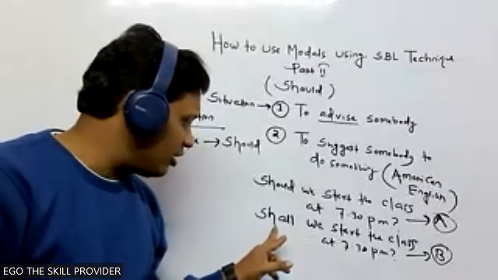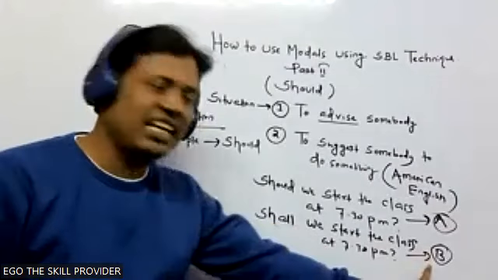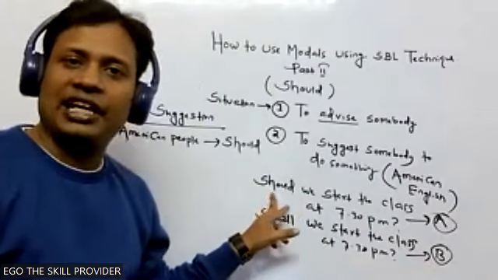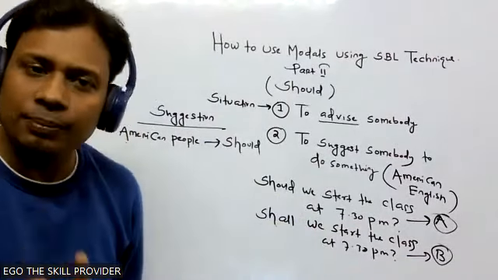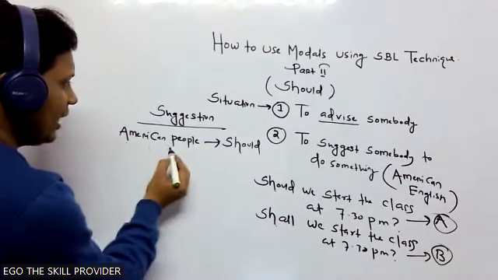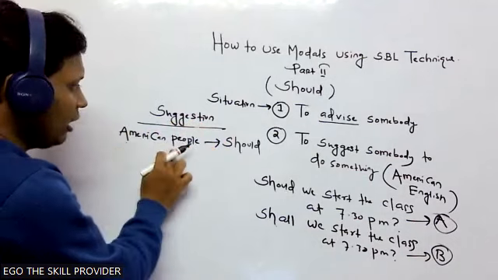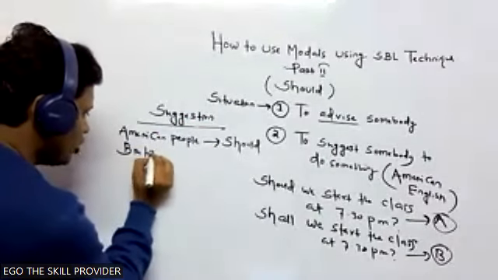So obviously Mr. Dar is trying to speak British English. And here, Sunal is trying to speak American English. But both have the same meaning. There is no difference in the meaning. So that's why, for suggestion, this is the situation. American people use should and British people use shall.